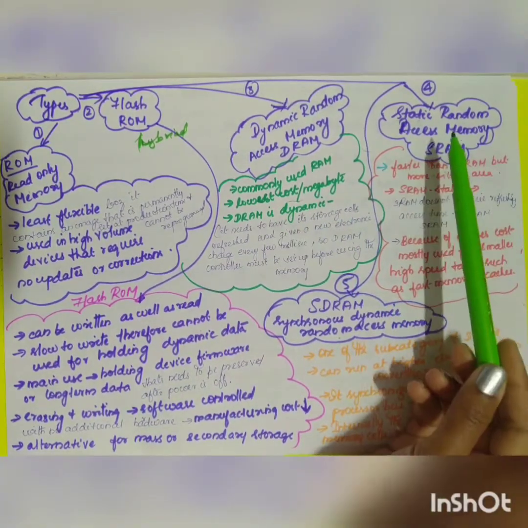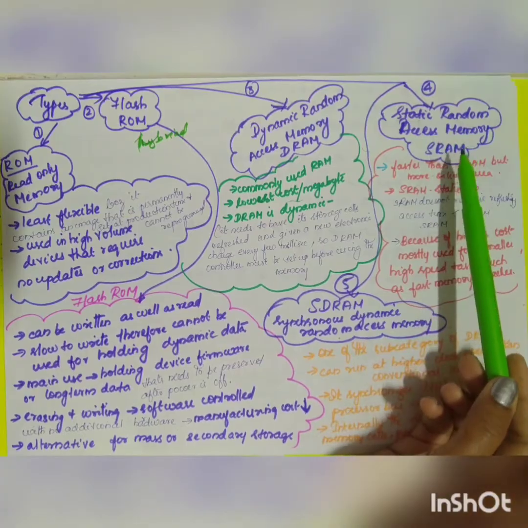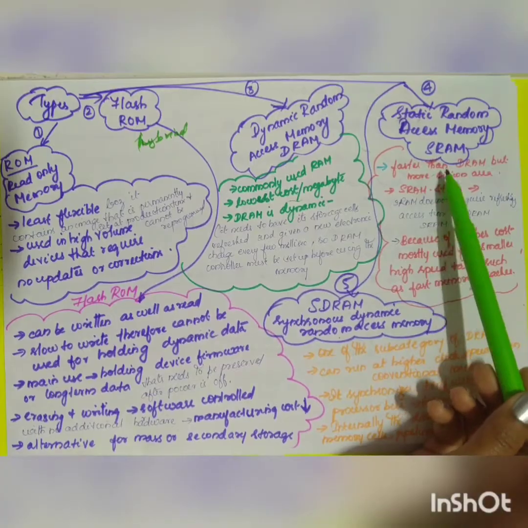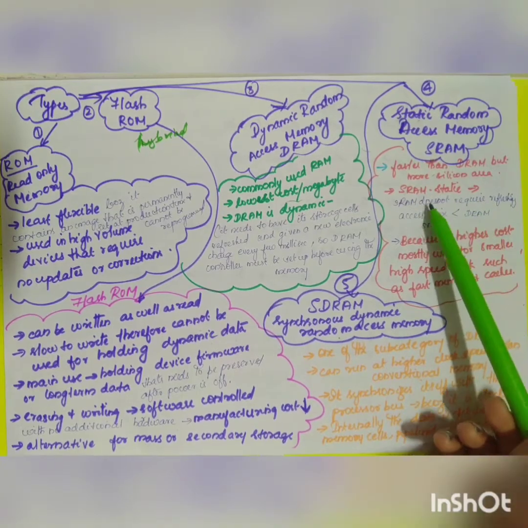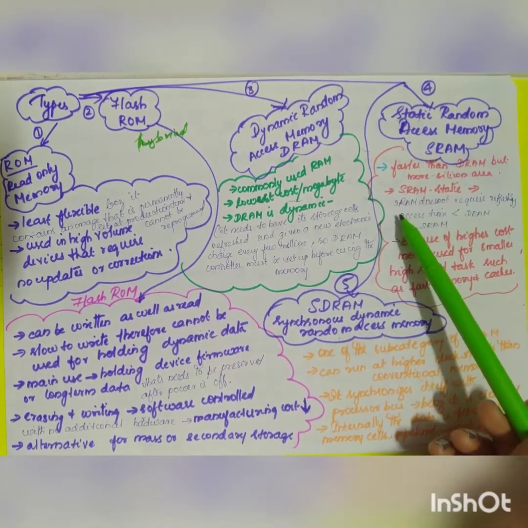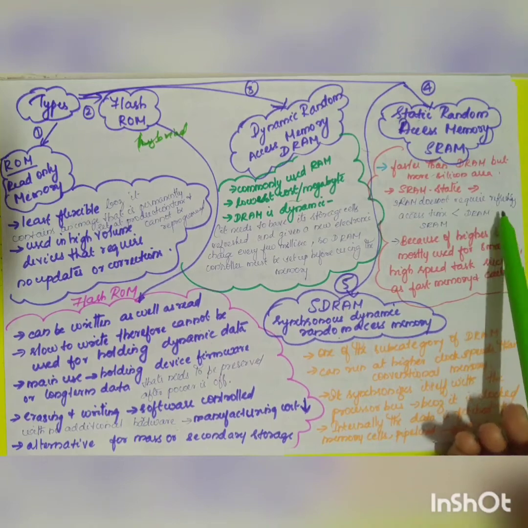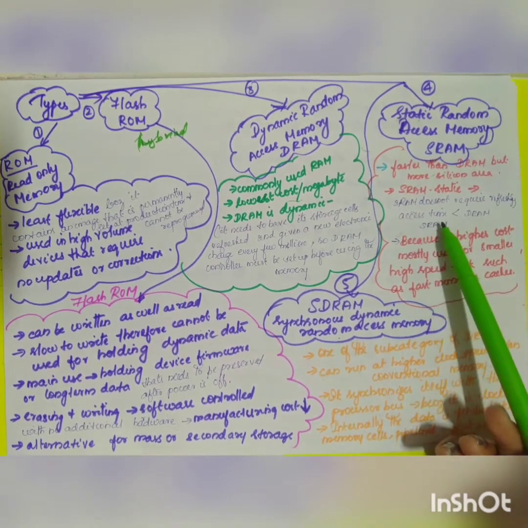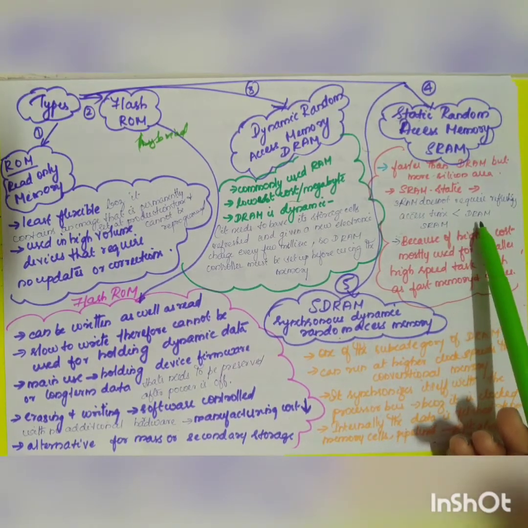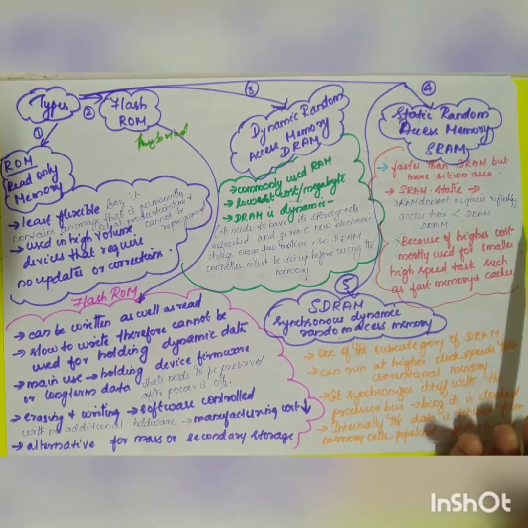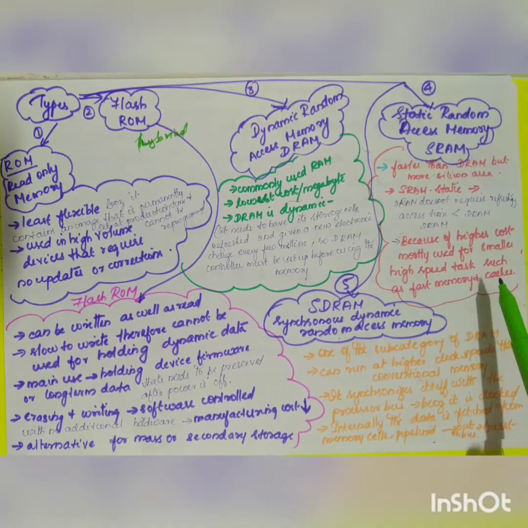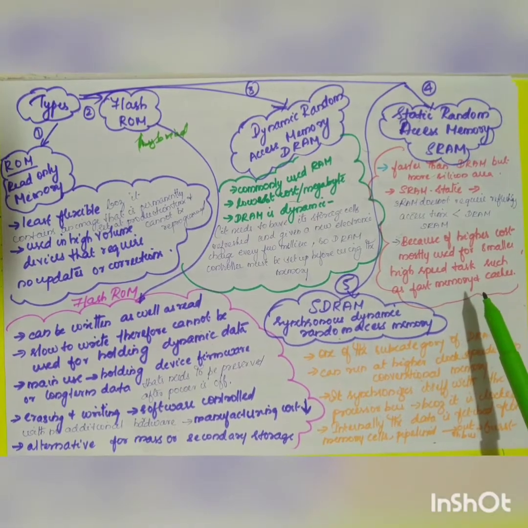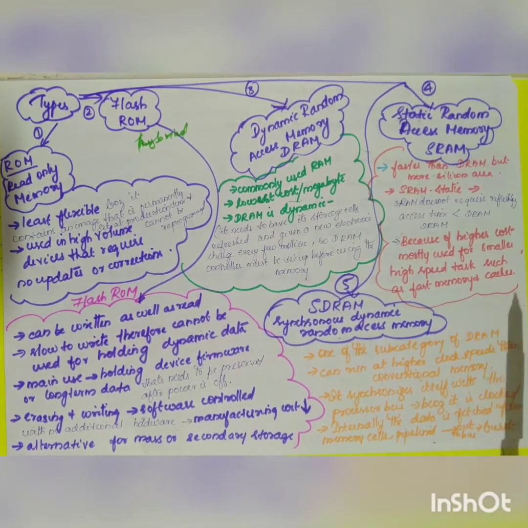So the next type is going to be your static random access memory or your SRAM. It is faster than the DRAM, but it takes more silicon area. The SRAM is static in the sense that it does not require refreshing. Now the access time of your SRAM is always less than the access time of your DRAM. Because of the higher cost, it is used mostly for smaller high-speed tasks such as fast memory cache.